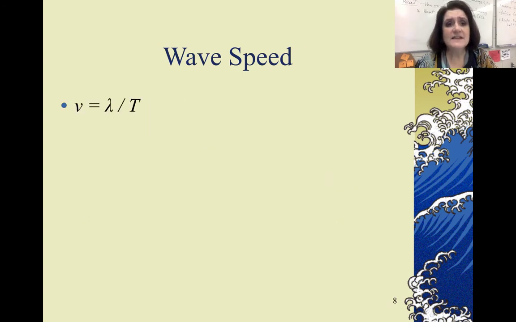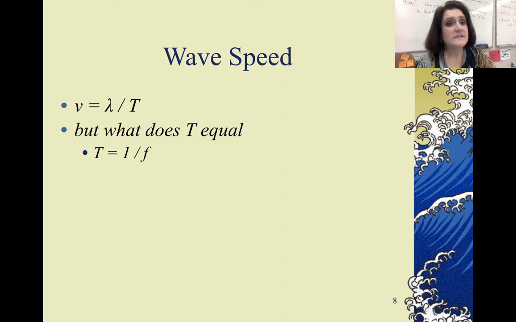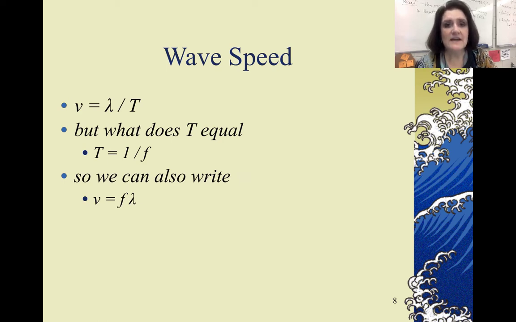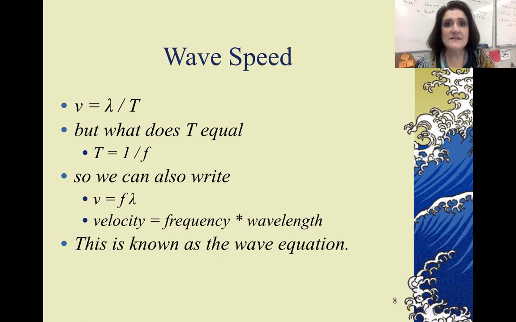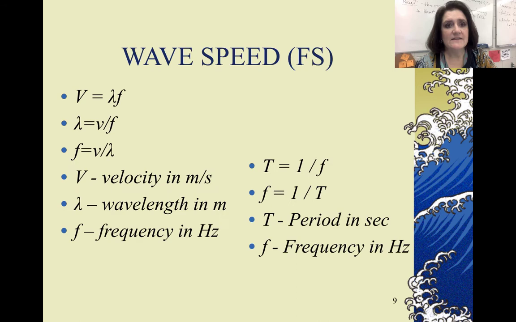So if velocity is wavelength divided by period, and remember, T is 1 over the frequency, we can also write velocity as frequency times wavelength. Velocity is frequency times wavelength. This is the wave equation. So grab your formula sheet and let's add.